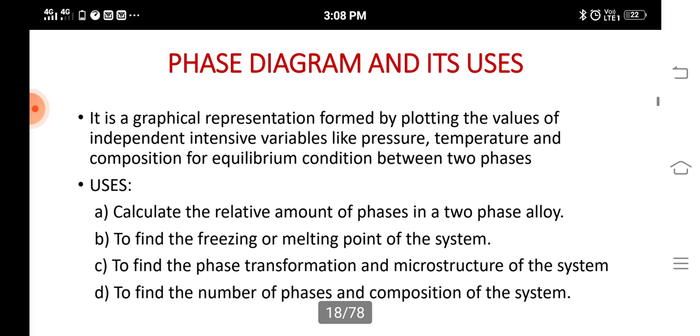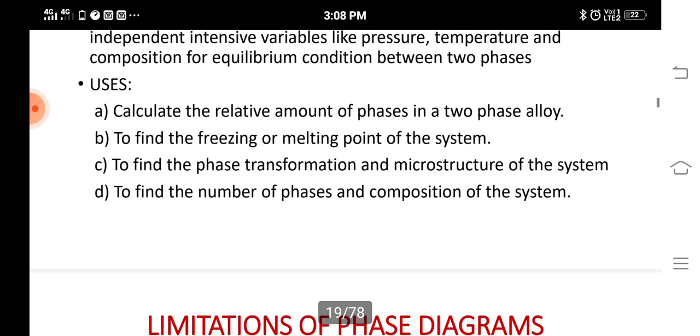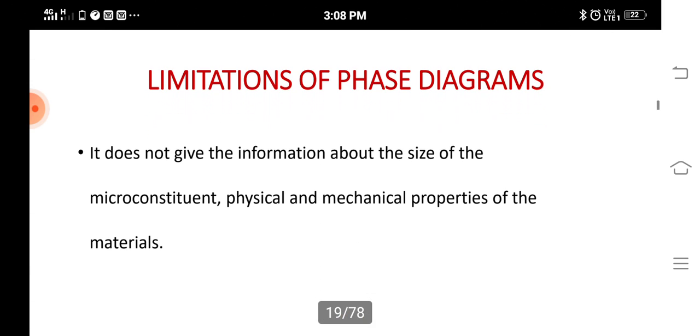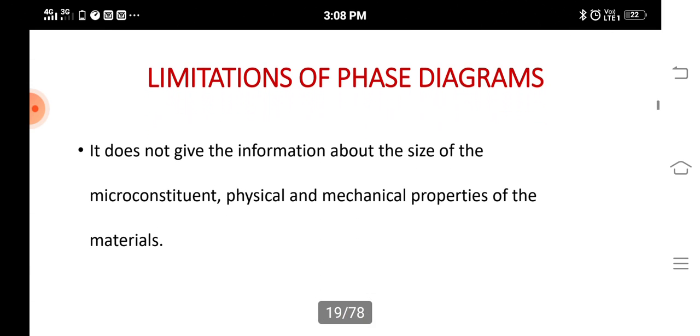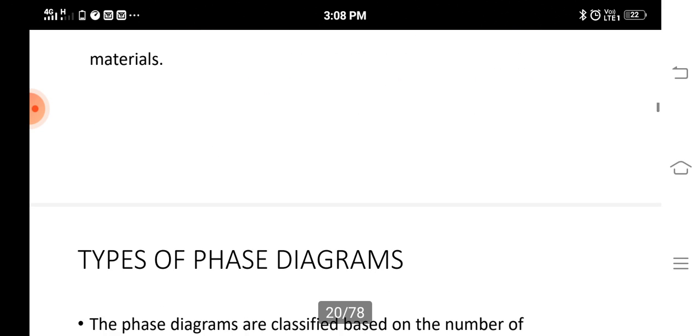The uses of phase diagrams are: it is used to calculate the relative amount of phases in a two-phase alloy, to find the freezing or melting point of the system, to find the phase transformation and microstructure of the system, and to find the number of phases and composition of the system. What are the limitations of phase diagram? Phase diagram does not give the information about the size of the microconstituent, physical and mechanical properties of the materials.